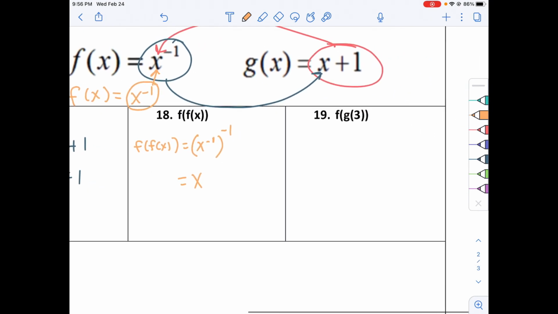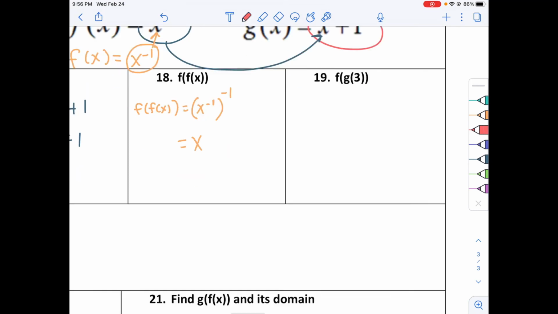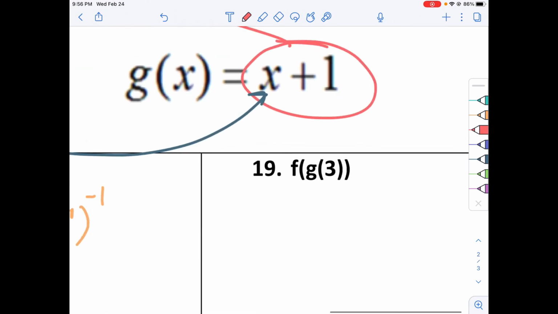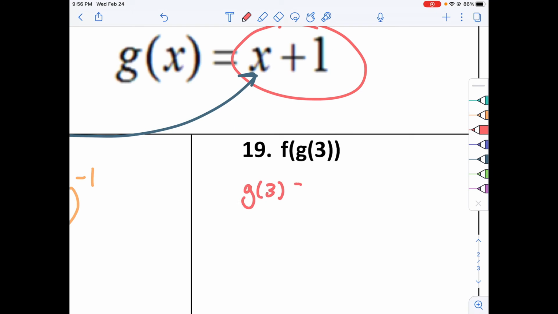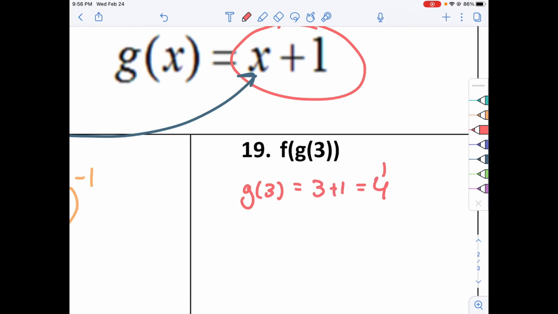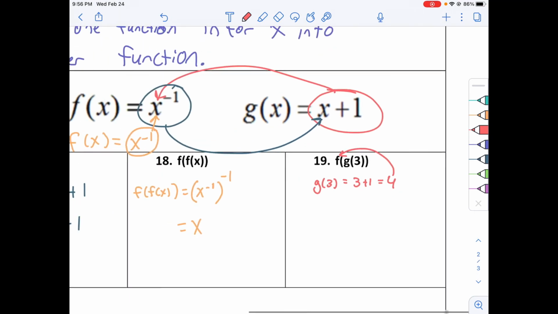Okay. Number 19, f of g of 3. This is telling us to plug 3 into g, and then plug whatever number that is into f. This is what I like to do for these ones. g of 3 is equal to 3 plus 1, so that's 4. Then I'm taking 4 and plugging that into f. So f of 4 is equal to 4 to the negative 1, which is 1/4. All right, and there's our answer for number 19.